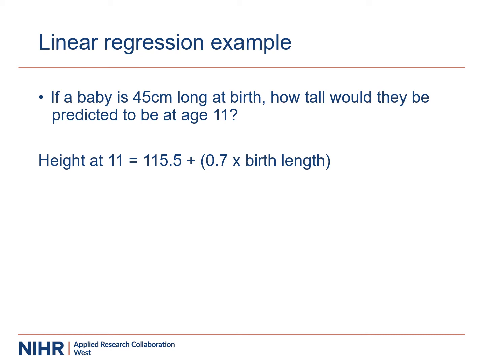Here is an example of how we can use the equation to predict the height at 11 years for various lengths at birth. If a baby is 45 centimeters long at birth, how tall would they be predicted to be at age 11? So we take our equation, which has our height at 11, which is our y, and it's equal to 115.5, which is our a, plus our 0.7, which is our b, multiplied by our x, which is birth length. I'll give you a little bit of time to calculate it on your own, but you would put the 45 centimeter in here.